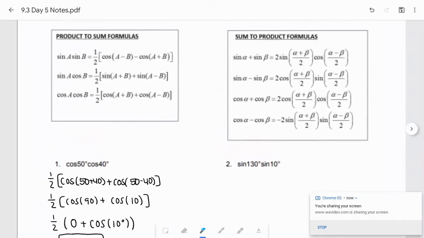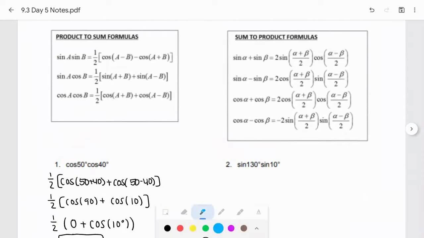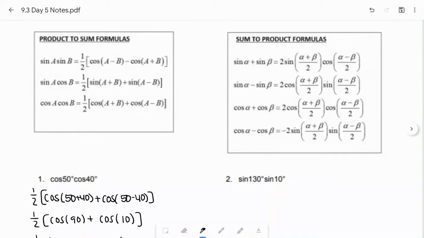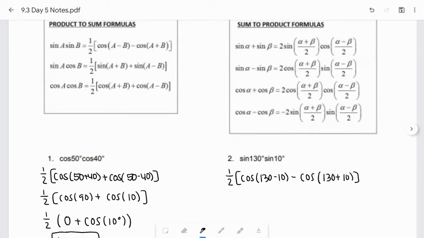Okay, in number 2, we have sine 130 degrees times sine of 10 degrees. So we have another product, so we're going to use our product to sum formulas. And we have sine times sine, so we're going to be using that first formula. So we have 1/2 cosine, this time A minus B, so 130 degrees minus 10 degrees, minus cosine A plus B, so 130 plus 10. Then we go ahead and simplify. So 1/2 cosine of 120 degrees minus cosine of 140 degrees.